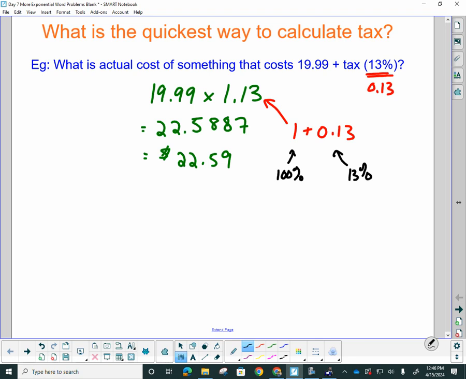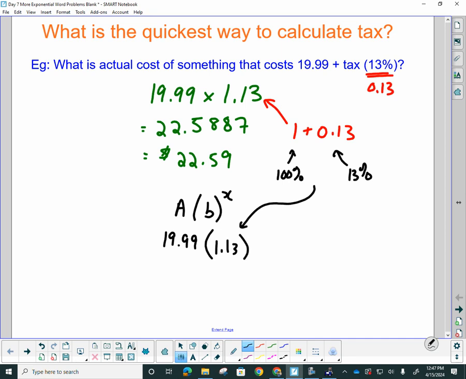And so it gets put together into 1.13. This is actually then an exponential equation. You could do your amount A equals a base to some exponent. Our amount is, we're starting with 19.99. Our base then is this 1.13. The 1 is the 100%, and the 13 is the 13% tax.